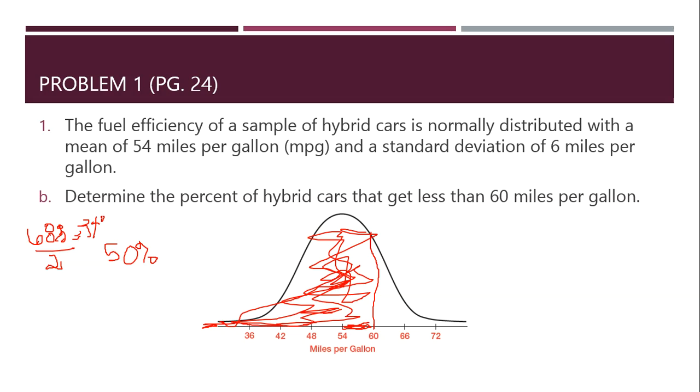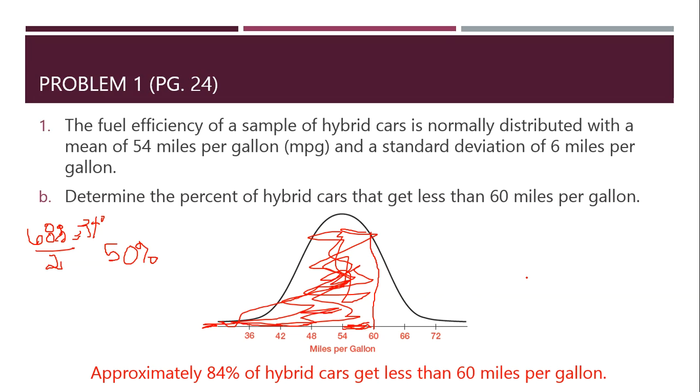Oh, the handwriting is terrible. So now I can add my 34% plus this whole 50%, which means about 84% of hybrid cars are getting less than 60 miles per gallon.